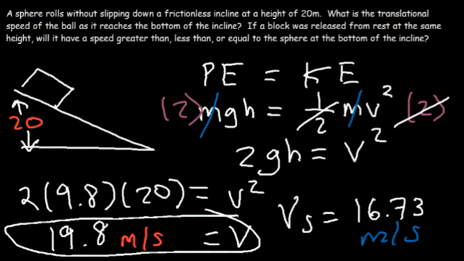Now the box, all of its gravitational potential energy went into its translational kinetic energy, and that's why the box wins all the time. That's why it's going to slide down the incline with a greater speed, because all of the potential energy went into its forward motion, whereas the sphere, only most of the energy went into its forward motion. Some of it was used to spin or cause the sphere to rotate.